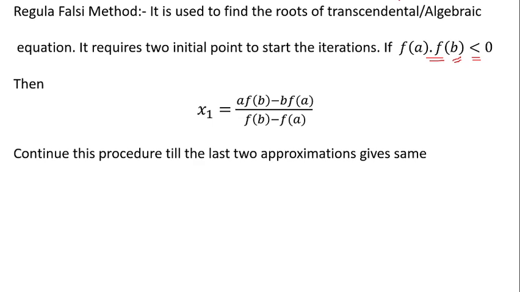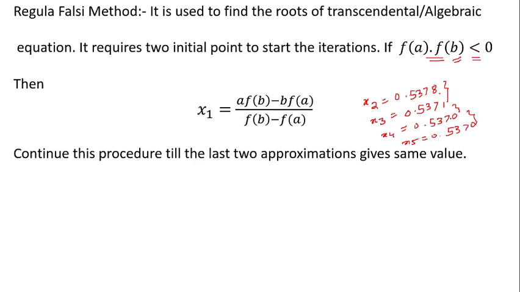It means what? Suppose we got the value of x2 as 0.5378, right? Then suppose x3 is equal to 0.5371. Both are not same because this is 8, this is 1. So again we have to find out x4. And now if x4 is 0.5370, still these are not same. But in x5, suppose we are getting 0.5370. Now these both are same. So we can stop and we can say that this x5 equal to 0.5370 is the root of the given equation. Is it clear?